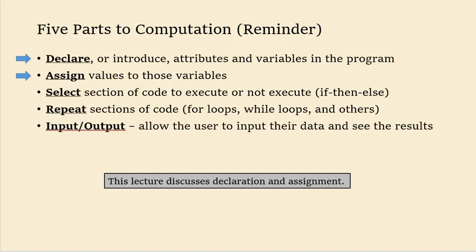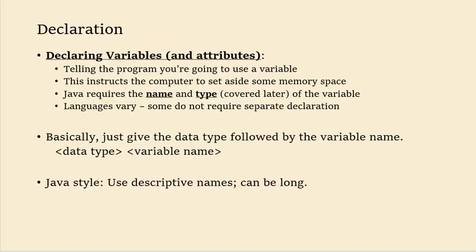Here's a reminder, the 5 parts of computation: declare, assign, select portions of code, repeat portions of code, and provide input and output. We're going to cover the first 2, declaration and assignment. When you're declaring a variable, you're introducing the variable into the program. You're telling the computer that you want to use these things. When you're assigning values, you're actually storing values in memory locations.